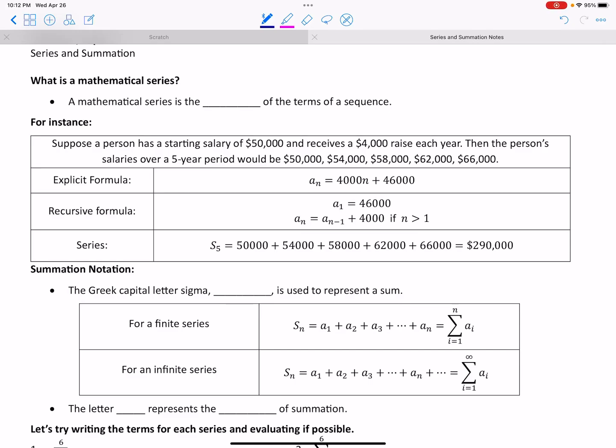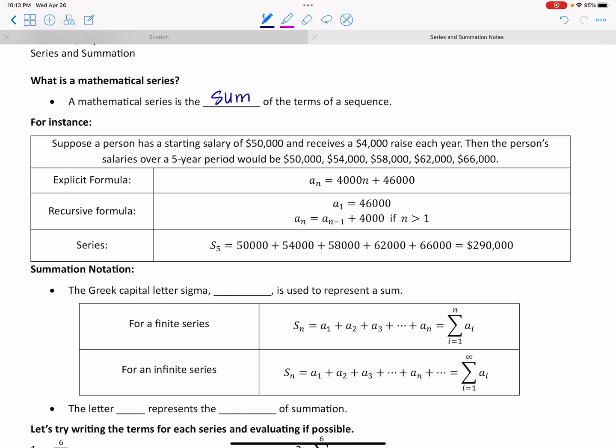Hello and welcome to our lesson on series and summation. So a mathematical series is just the sum of the terms of a sequence. In our previous topic we talked about sequences, so we're going to start by looking at an example to connect that information to where we're headed with today's lesson.